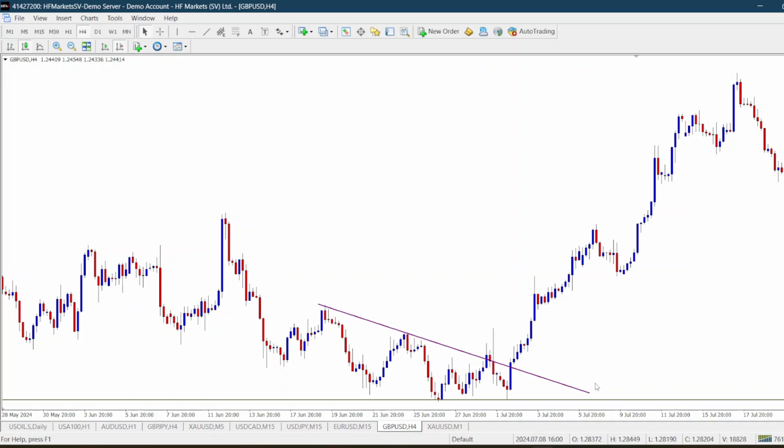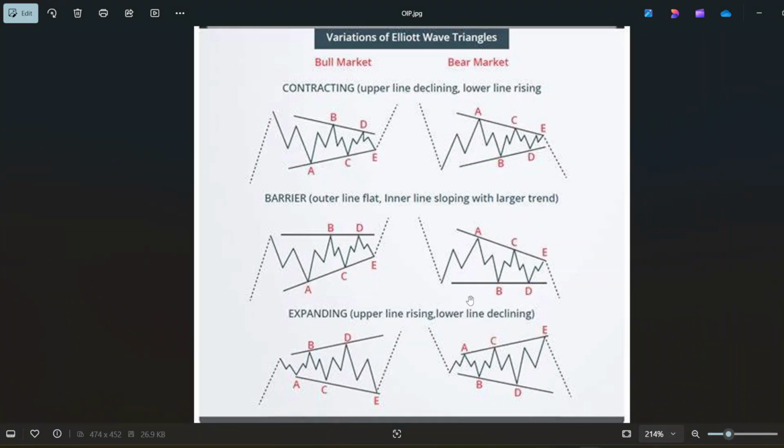Okay, now we also have the expanding triangles. This pattern is actually less common, but still important to recognize. In expanding triangles, the price moves in outward direction, as you can see, making a series of higher highs and lower lows. Now, this type of triangle suggests increased volatility, and the breakout can happen in either direction.